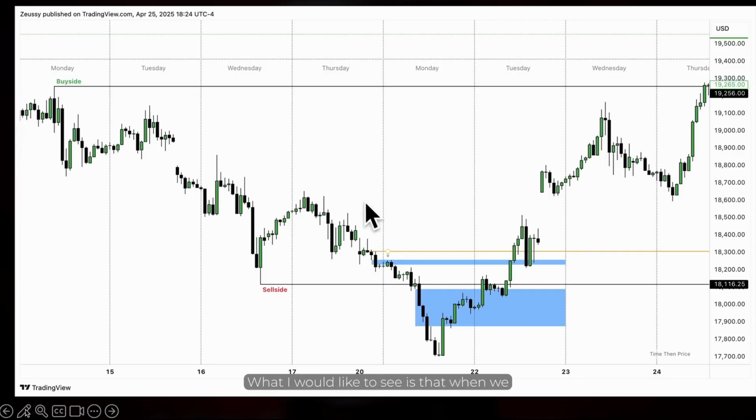What I would like to see is that when we go back to this initial CB which I had marked up for you, inside of that CB this high formed. Why is this high in particular so important? Because this high formed inside of that CB and we saw the market displace through it with a sequence of imbalances. Do you see how the market retraced back into this old high and into this CB before expanding higher aggressively? Must be random, right?